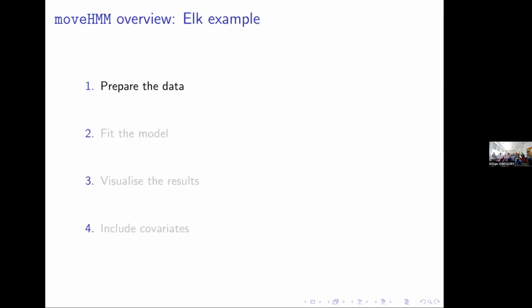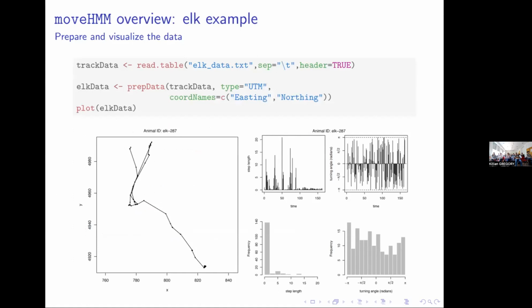I'll just go over these a little bit step by step. First, to prepare the data in MoveHMM, there's a function called prepData, and it will accept either UTM coordinates or lat-long. There are some issues if you use lat-long, though, because of the way it calculates bearings and things like that. Personally, I would recommend always using projected UTM, but you can use both. What this does is get the data in a format for the other functions in the package.